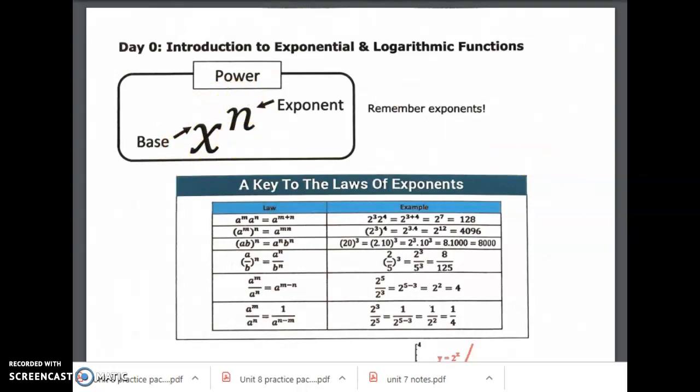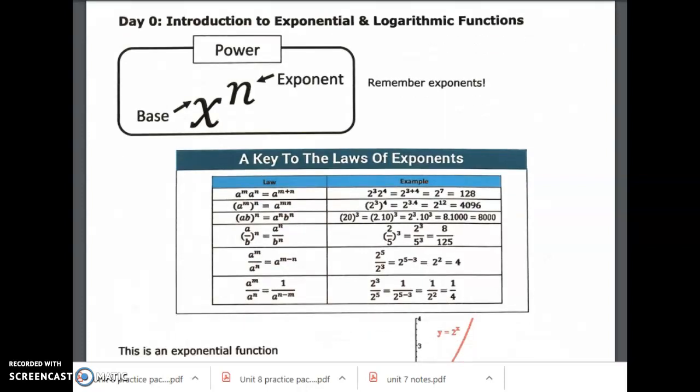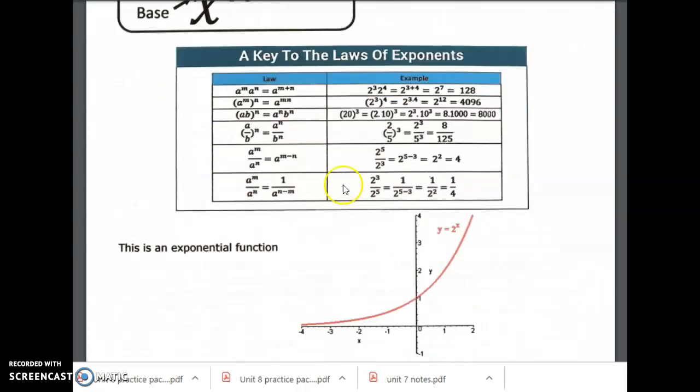When we were in Algebra 1, we first learned about the laws of exponents. So what we do if we multiply powers with the same base, if we raise a power to another power, if we divide powers with the same base, or if we raise a quotient to a power, or what to do if we have a negative exponent, for example.